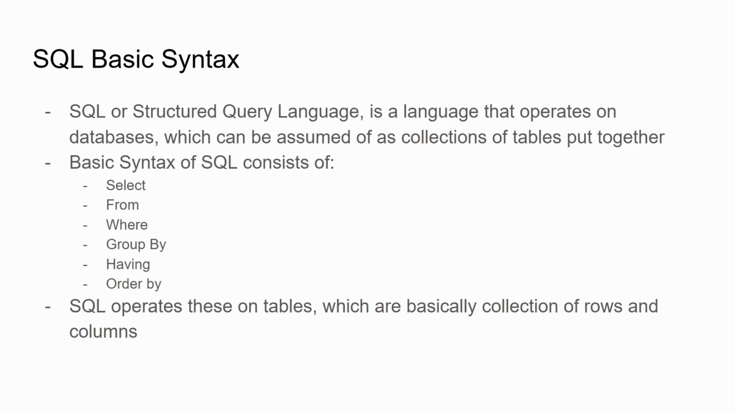The basic syntax of SQL consists of select, from, where, group by, having, and order by. SQL operates on tables, which are basically collections of rows and columns. You can think of tables as a collection of records against particular columns, and when these tables are put together, it becomes a database.